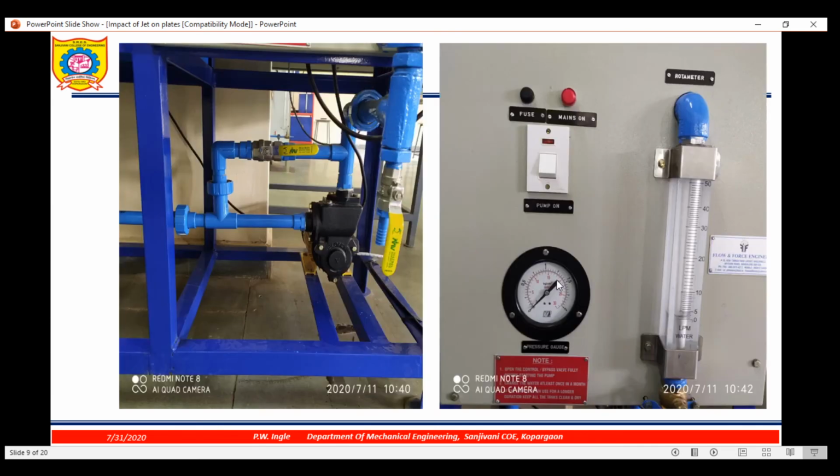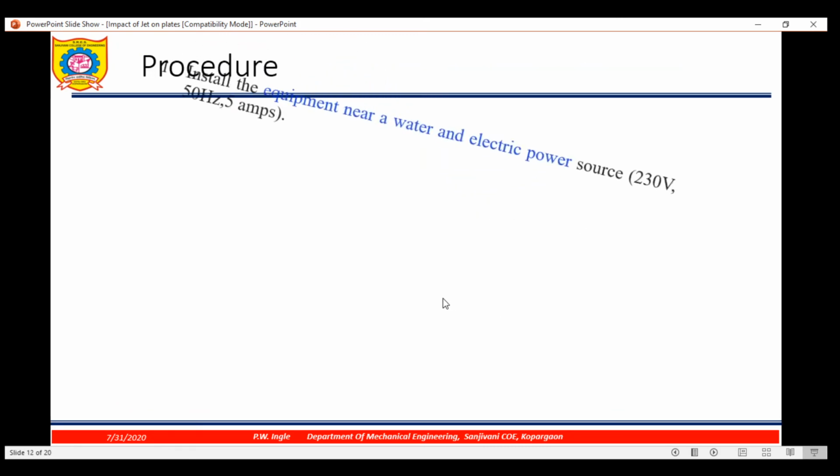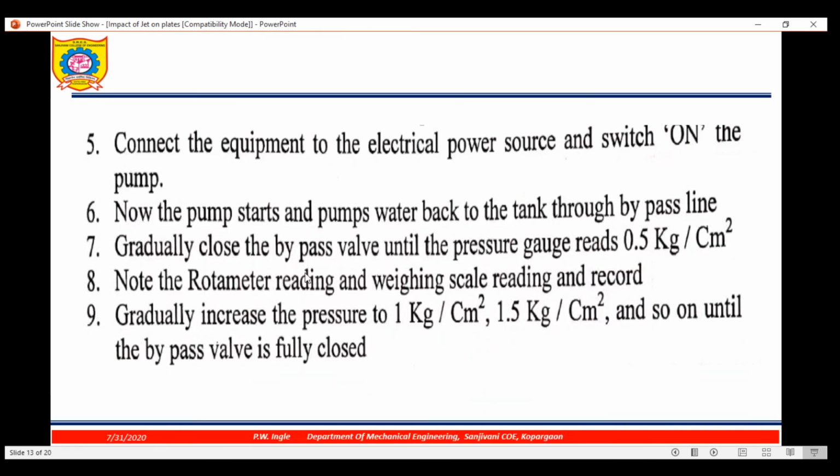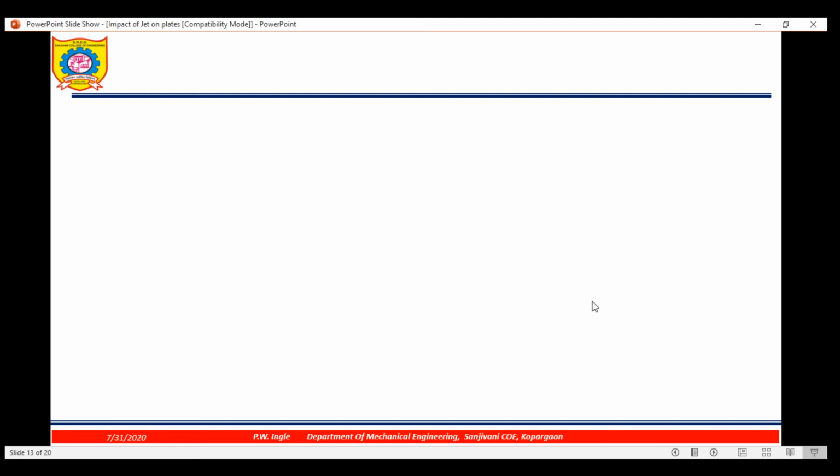So you can get different pressure gauge readings, and at each pressure gauge reading you can take the readings of the rotameter and the weighing scale. Gradually increase the pressure to 1 kg, then 1.5 kg per centimeter square, and so on until the bypass valve is fully closed. First you keep it open and gradually you close it. So accordingly the pressure changes, and the rotameter reading as well as the weighing scale reading also change.